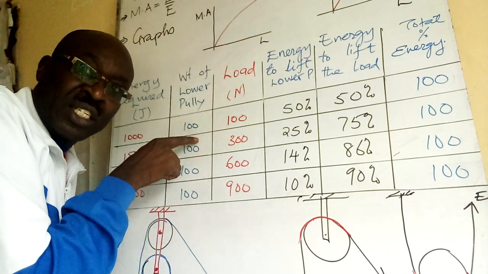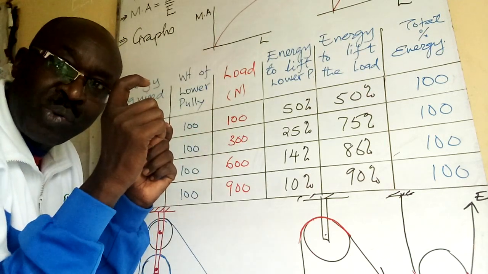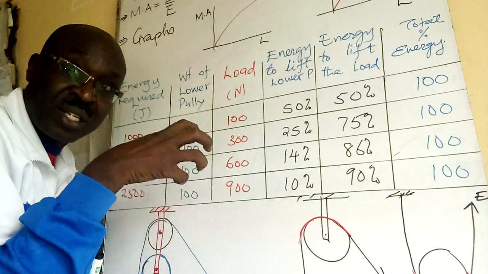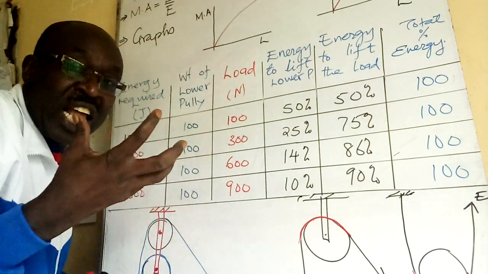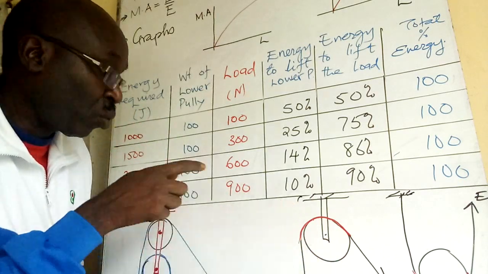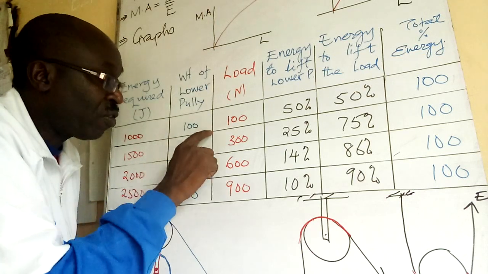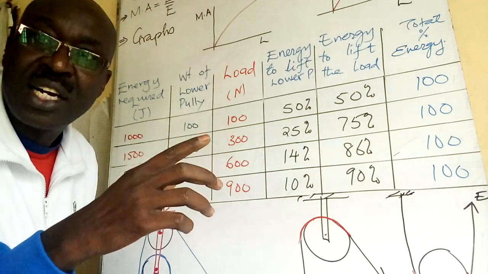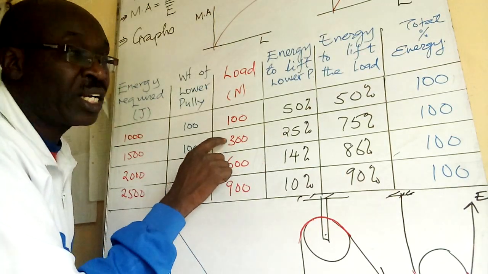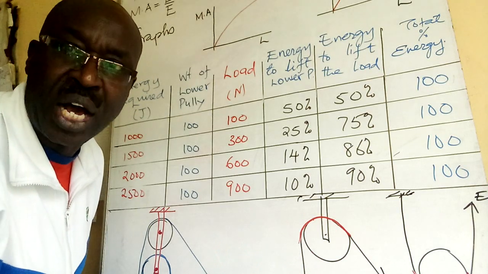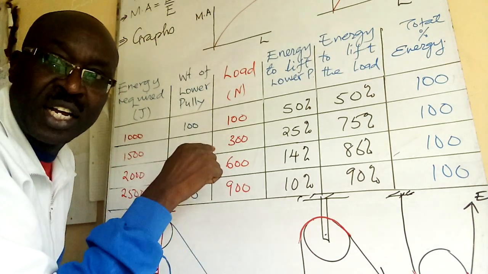Because we have this and that. This is the load in quotes, the lower pulley. The load we placed, which we are supposed to raise, is 300 newtons. So what part of my energy will go to this? It will be 100 over 400 times 100 to get a percent of 25. Automatically, here, it will be 75. You don't need to do that. 300 over 400 times 100.